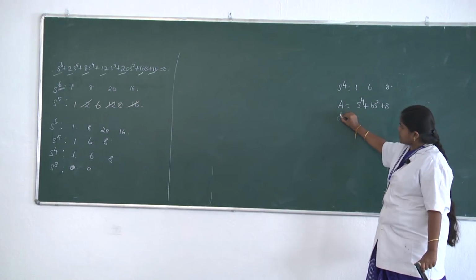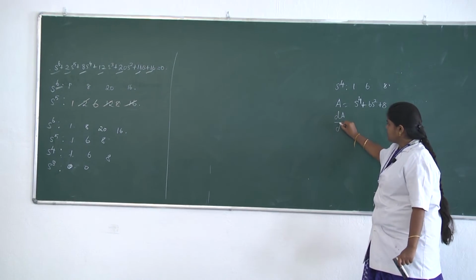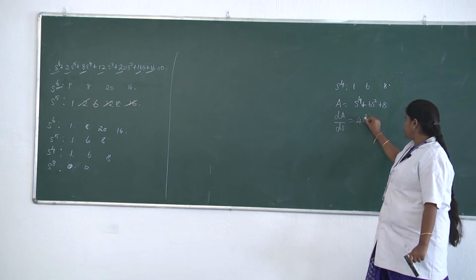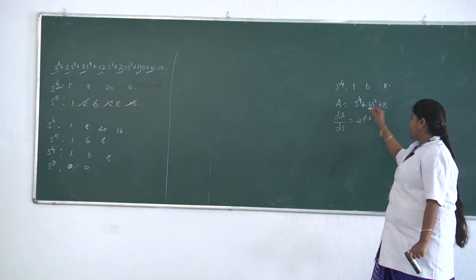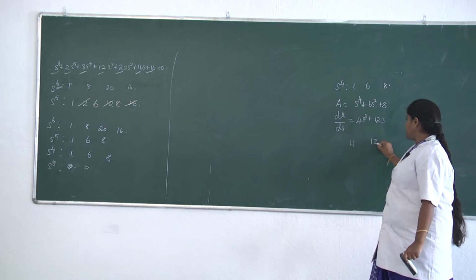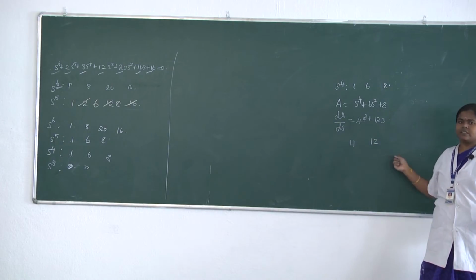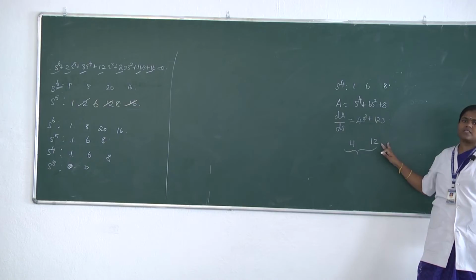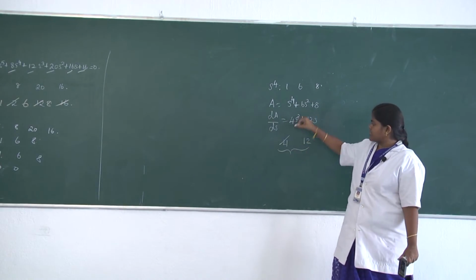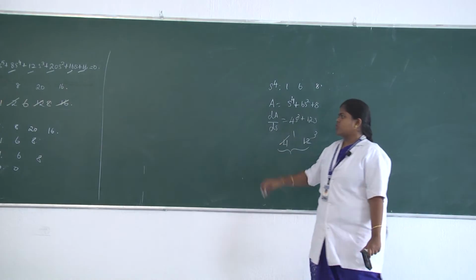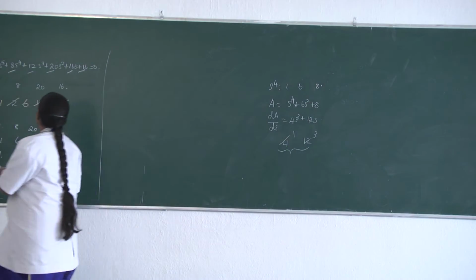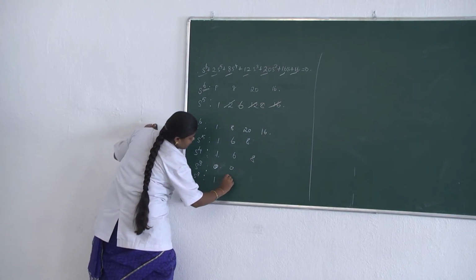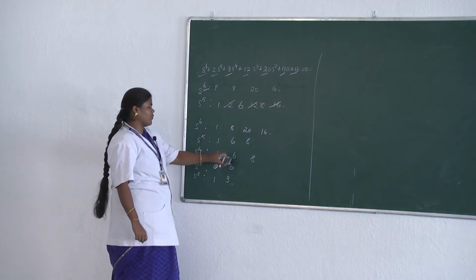So we have to differentiate this equation with respect to s. So dA by ds will be equal to 4s cube plus 12s, and the coefficients are 4 and 12, and this is the s power 3 row. Again we see that there is a common factor for these two elements, which is 4. So it is given by 1 and 3. So instead of the 0, we will form this row as 1 and 3.